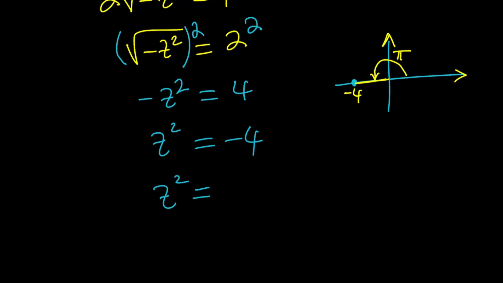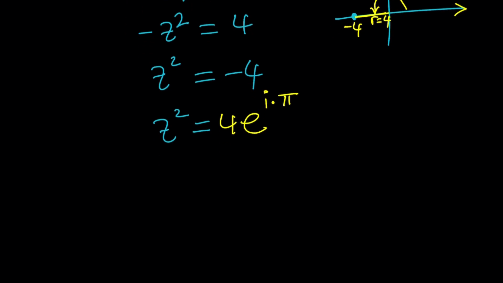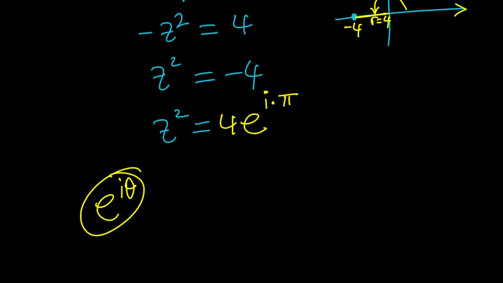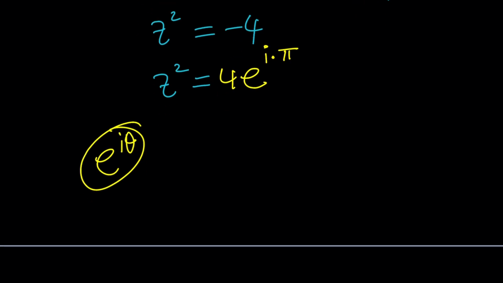So I can write this as, and by the way, what is the modulus? R will be 4, right? It's the distance from 0. It's going to be 4 times e to the power i times pi. You see, Euler's formula allows us to write a complex number as e to the power i theta, which could also be written as cosine theta plus i sine theta, but that's a different story. Now, from here, taking square roots is so easy.